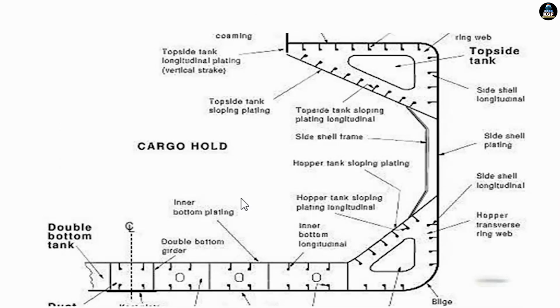So this is the wing and double bottom tanks with the ship side. You can see these are the wing tanks, that is called hopper tank, upper hopper. This is the lower hopper, and these are the double bottom tanks, and this is the cargo hold. So everything is labeled. You have to draw the diagram and you have to label it.